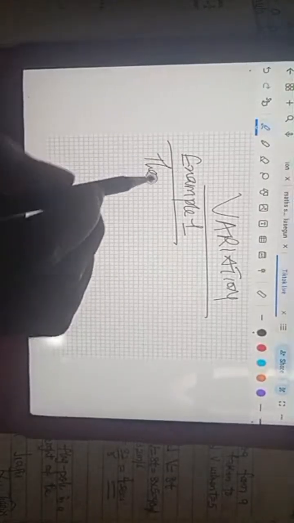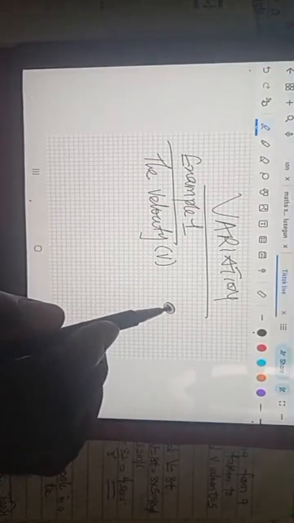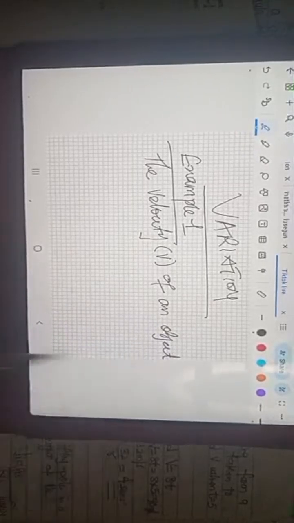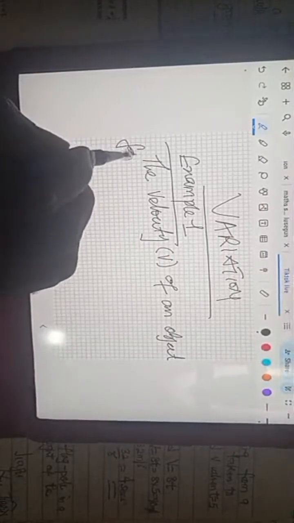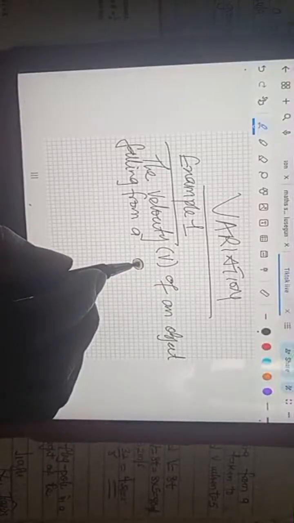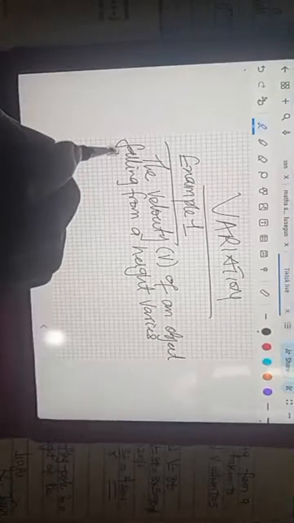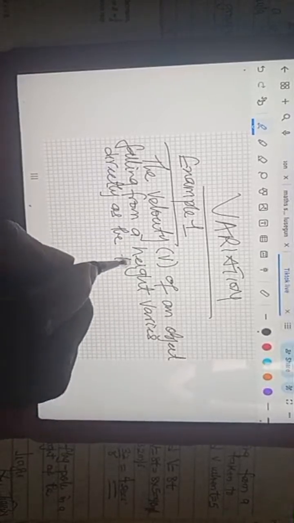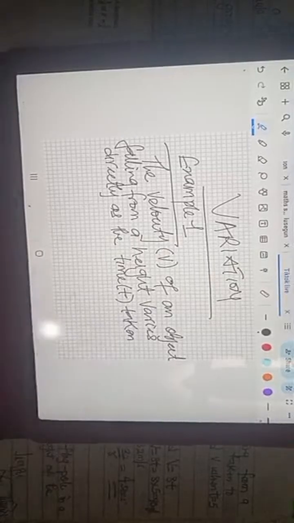The velocity v of an object falling from a height varies directly as the time t taken to fall.